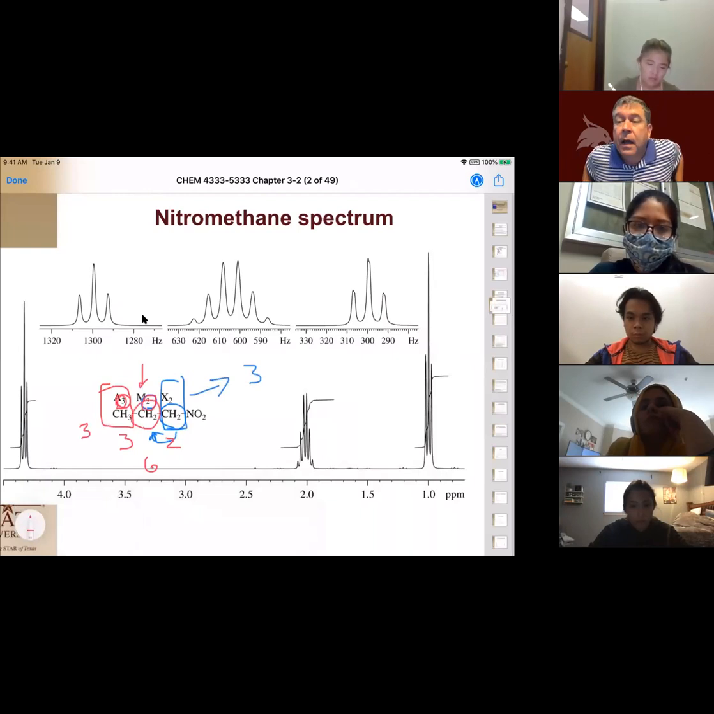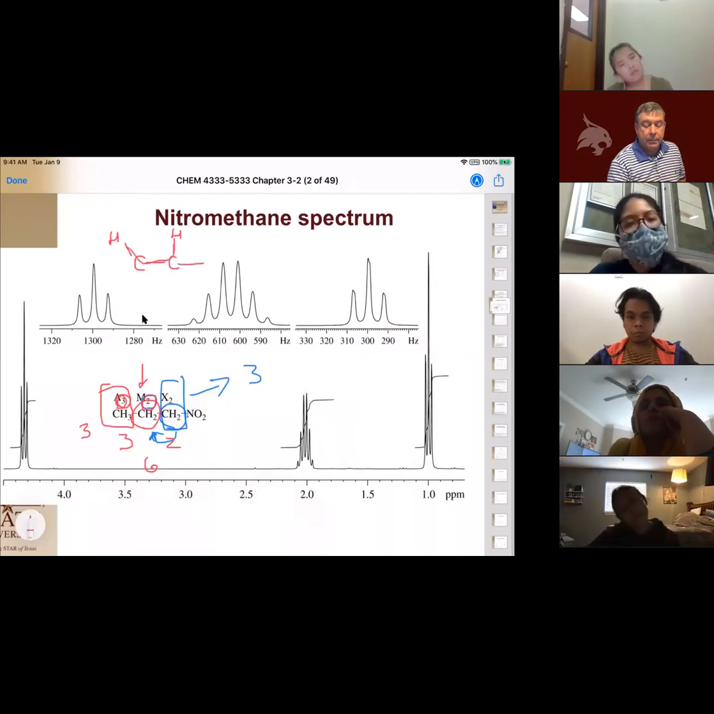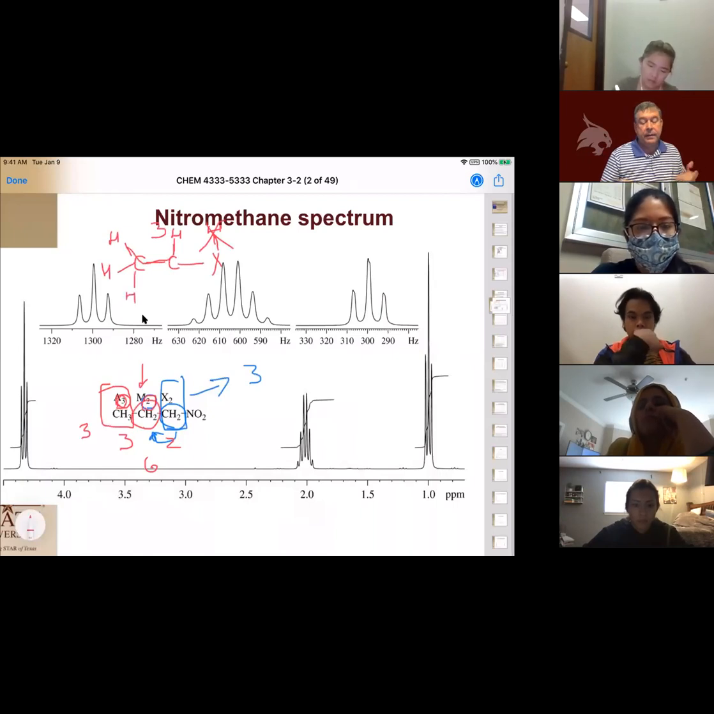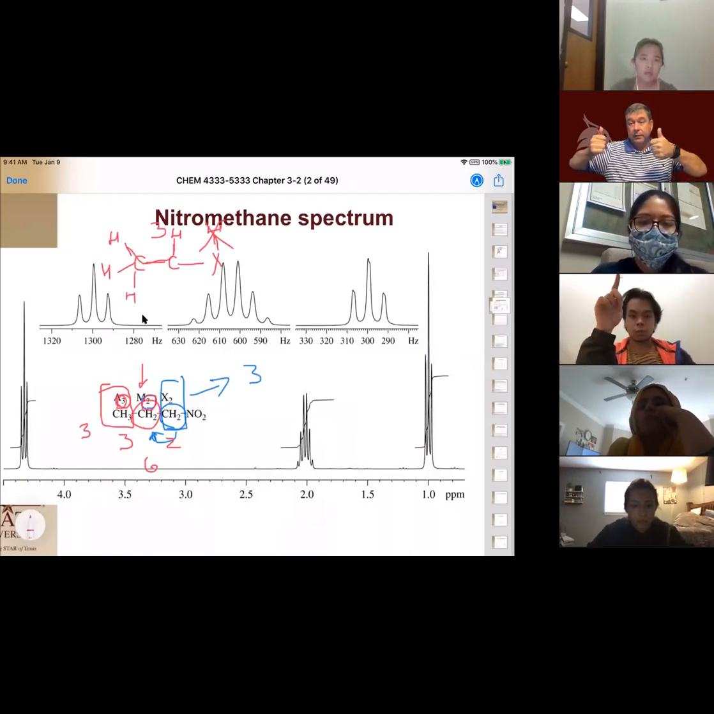I thought protons within 3 bonds would affect the hydrogen on the end. Right, it's protons within 3 bonds. So if we have the C, H, it's the 3 bonds from hydrogen to hydrogen. So this is our X carbon over here. This hydrogen is 1, 2, 3, 4 bonds away. This hydrogen is too far away. So this is 4 bonds away, this is 3 bonds away. And these are 1 bond away and identical, so they only make sense.